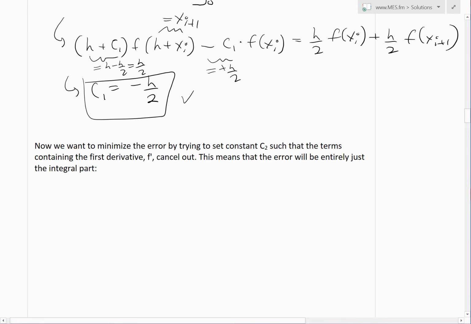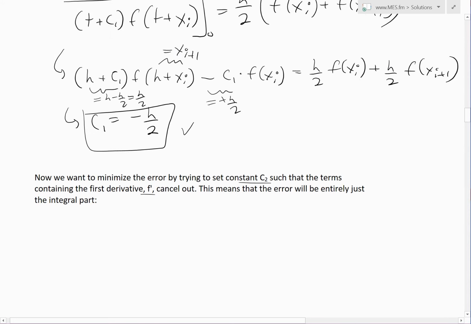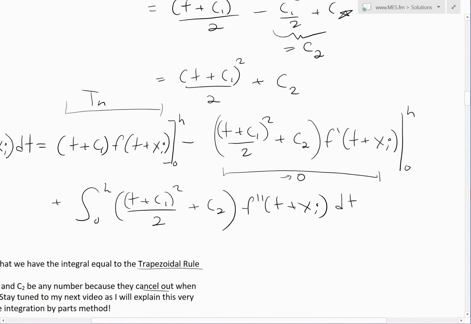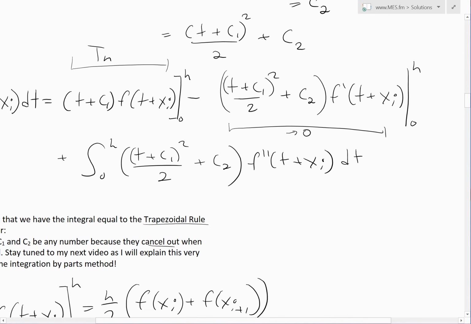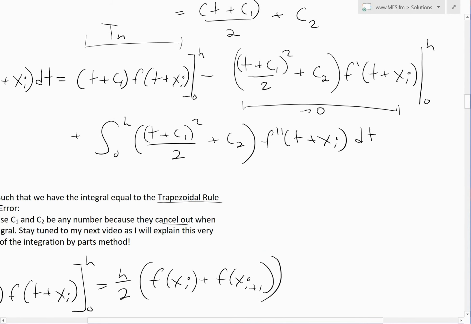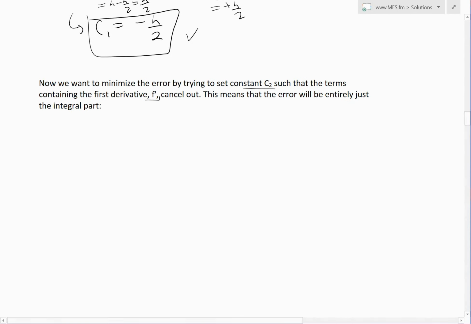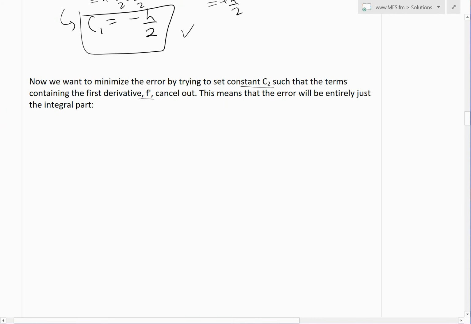And now, like I stated earlier, we want to minimize the error by trying to set the constant c2 such that terms containing the first derivative f prime cancel out. This means that the error will be entirely just the integral part, so that's what we want. So we want to set this equal to 0 and find a proper c2 value. So let's write this down.